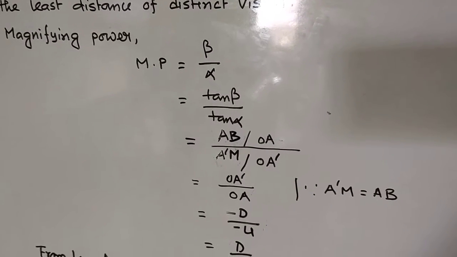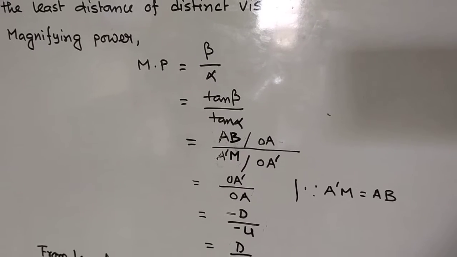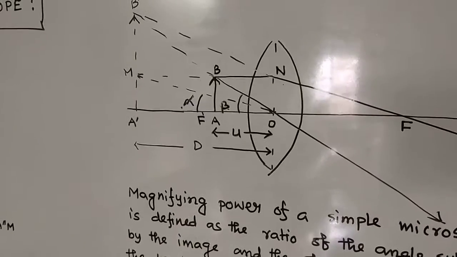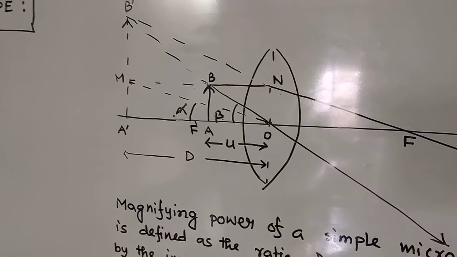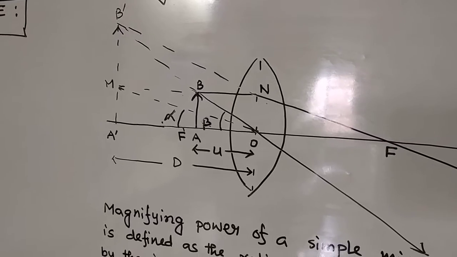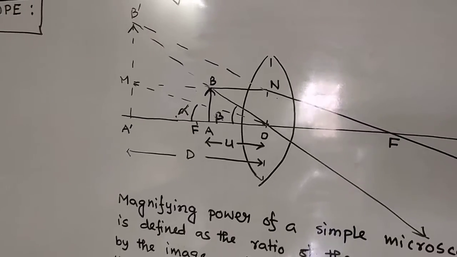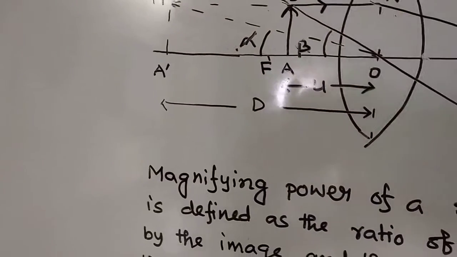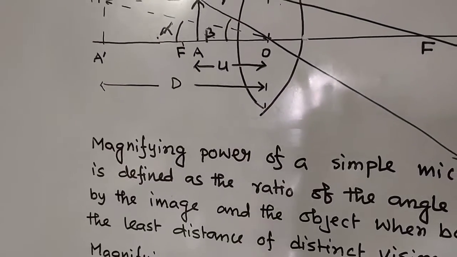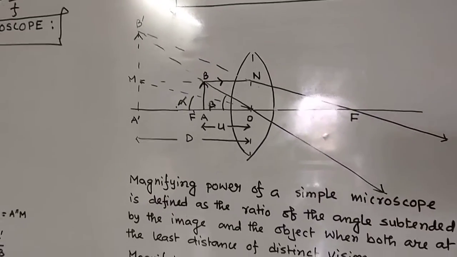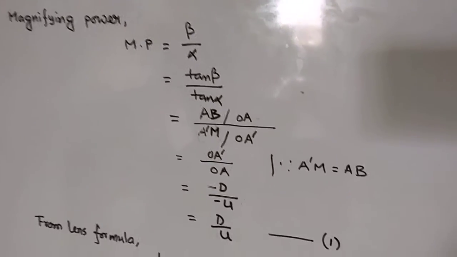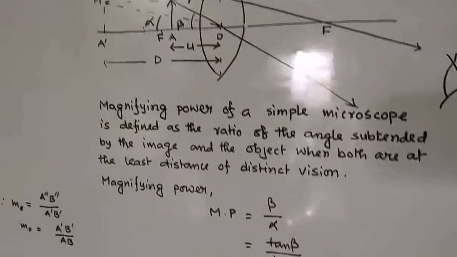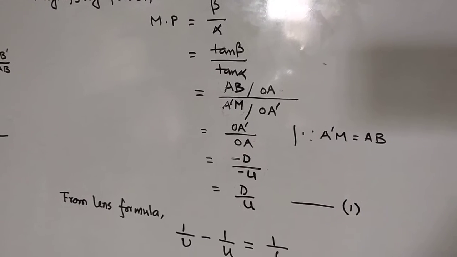And once we have written, what happened basically, it gets cancelled out and you do have OA dash by OA. Now OA dash is your distance of the image which is formed at the least distance of distinction. So if you maintain the sign convention, you must move opposite to the direction of the arrow. That's why it is negative. So it is your minus D by minus U. OA dash is your minus D and OA is your minus U. So minus D by minus U gives you D by U.